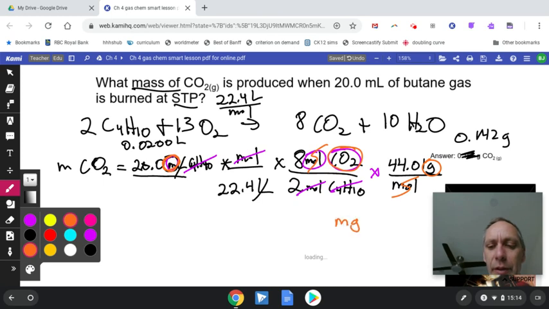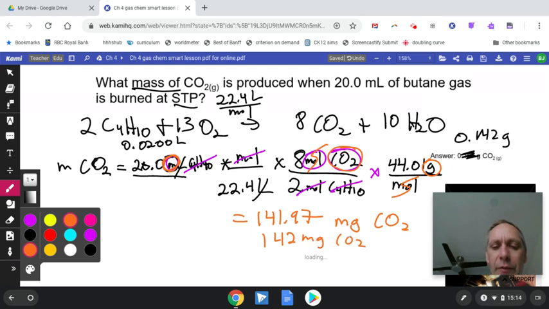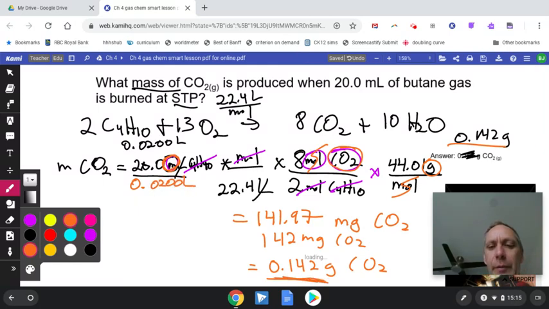So my answer will be milligrams of CO2. So I do all the math and I get 141.97 milligrams, which in sig digs is 3 sig digs, 142 milligrams. If we want to convert that to grams, we have to divide by 1,000 milligrams in a gram. And that is the answer you were looking for. And if you started off by putting this as 0.0200 liters, this is the answer you would get in grams.